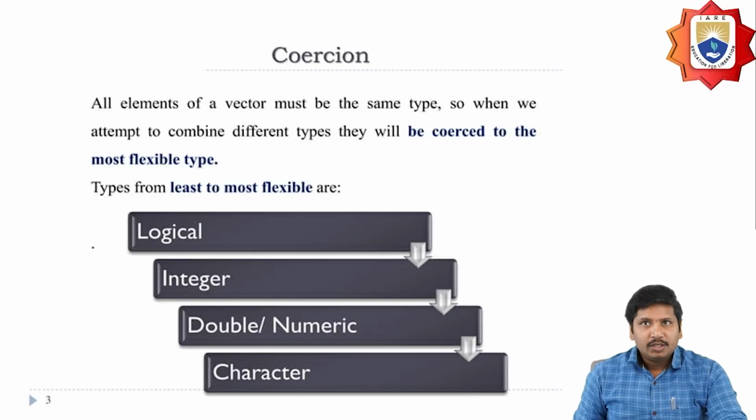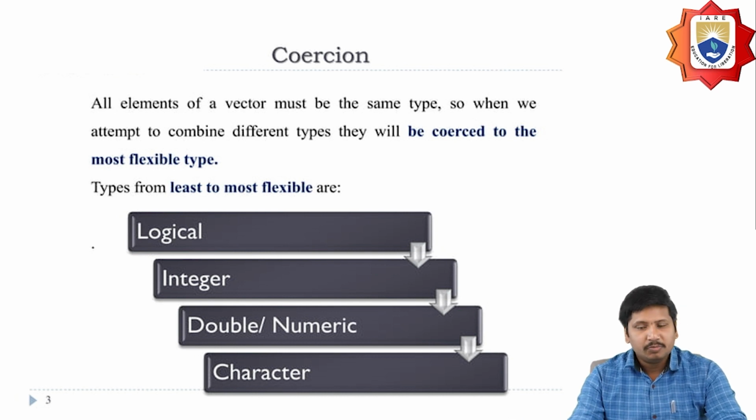In this video, I'm going to discuss data structures in R programming. Before going to see that, you have to know the term coercion. Coercion means all the elements of a vector must be of the same type, so if we attempt to combine different data types, they will be coerced to the more flexible type. The types from least to most flexible are logical, integer, numeric, and then character.